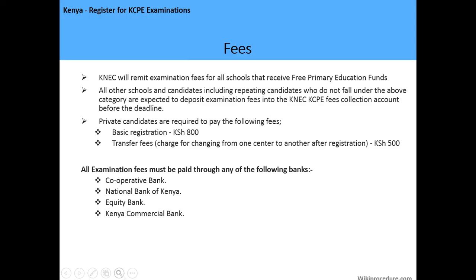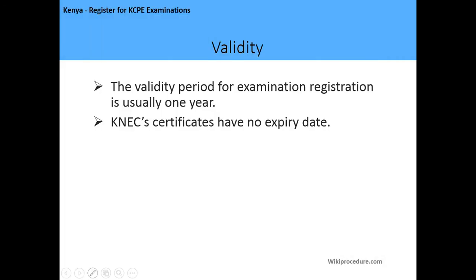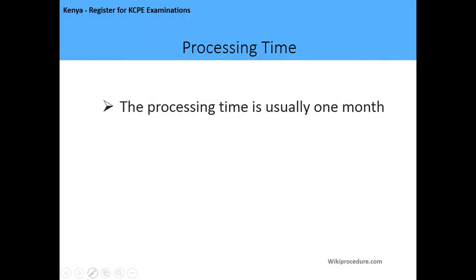So let's move on. The fees applicable. NEC pays fees for all schools that receive free primary school education. Private candidates are required to pay basic registration of 800 shillings, and they are supposed to pay 500 shillings if they seek to transfer from one examination center to another. All examination fees must be paid through the following banks: Cooperative Bank, National Bank of Kenya, Equity Bank and Commercial Bank of Kenya. The validity period for examination registration is usually 1 year, and NEC certificates have no expiry date. The processing time is 1 month.